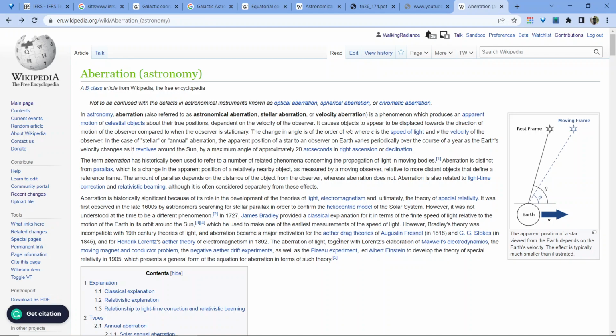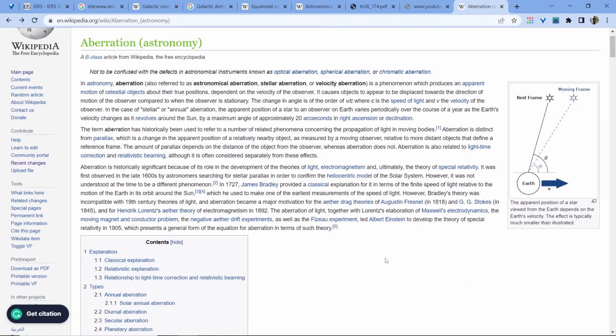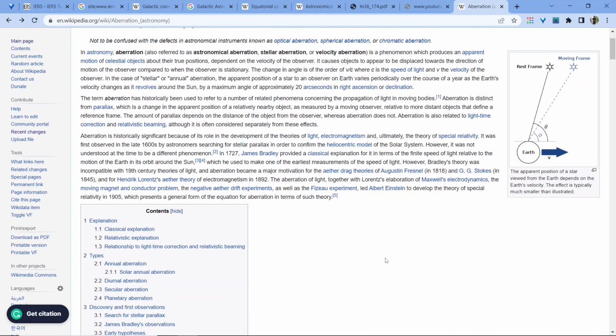However, Bradley's theory was incompatible with 19th century theories of light, and aberration became a major motivation for the ether drag theories of Augustin Fresnel in 1818 and G. G. Stokes in 1854, and for Hendrik Lorentz's ether theory of electromagnetism in 1892. The aberration of light, together with Lorentz's elaboration of Maxwell's electrodynamics, the moving magnet and conductor problem, the negative ether drift experiments, as well as the Fizeau experiment, led Albert Einstein to develop the theory of special relativity in 1905, which presents a general form of the equation for aberration in terms of such a theory.